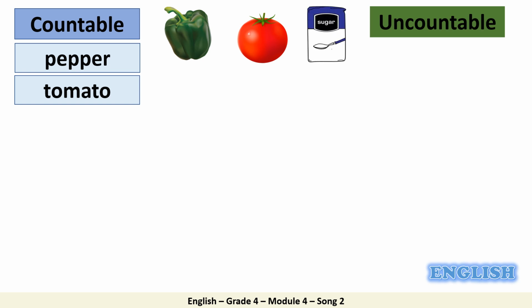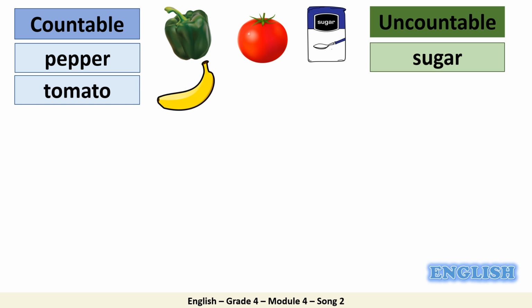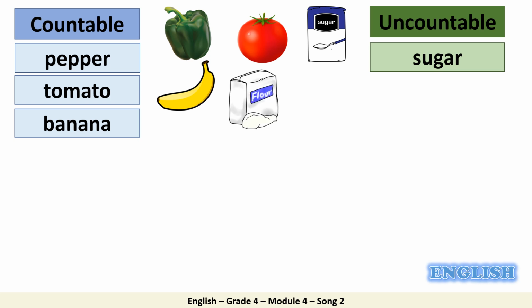Next, sugar. And I mean by sugar what's inside the packet. Can I count little by little the sugar? It's uncountable. We can't count it. Great. Banana. Yes, we can count it. Flour. And I mean what's inside the packet. We can't. It's uncountable. Super.